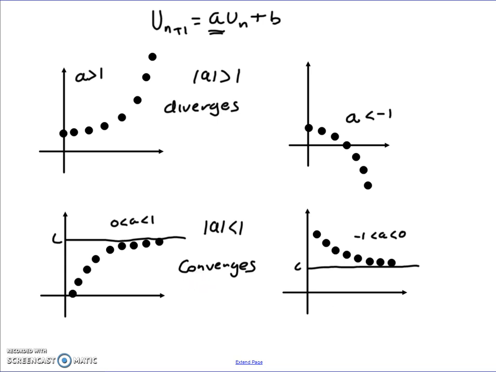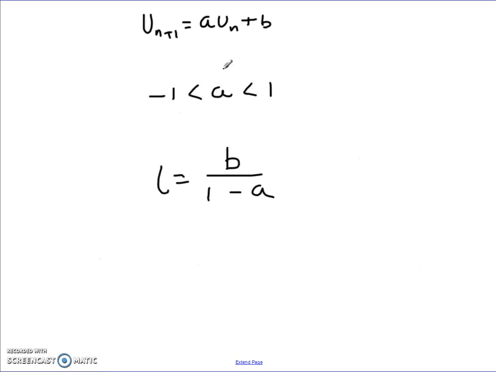And that's what this formula across the page tells us. If I have a sequence u_(n+1) = a u_n + b of that form, and my a value is between negative 1 and 1, it has a limit. So if negative 1 is less than a is less than 1, a limit exists.